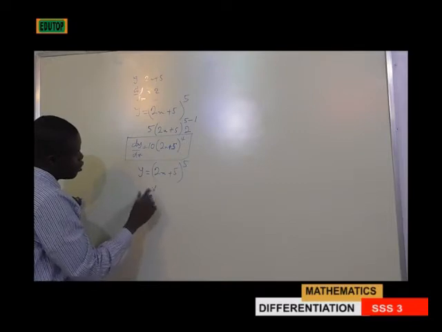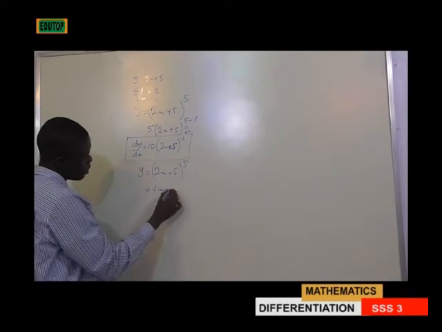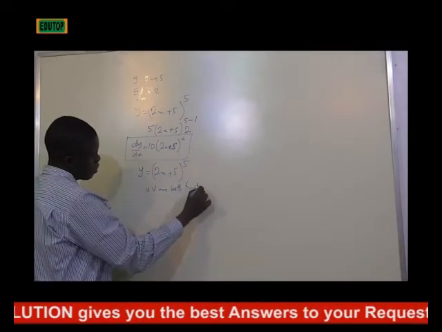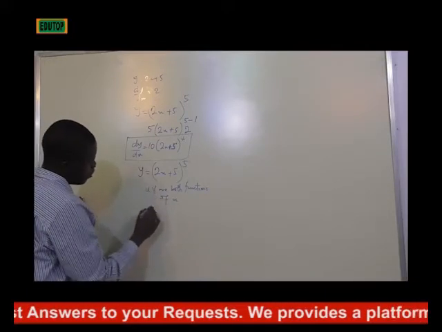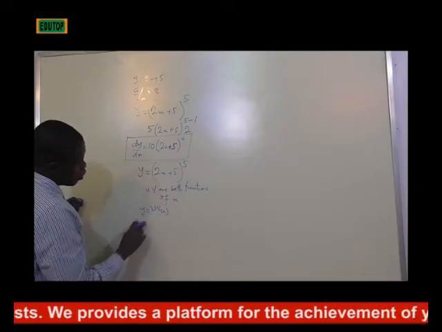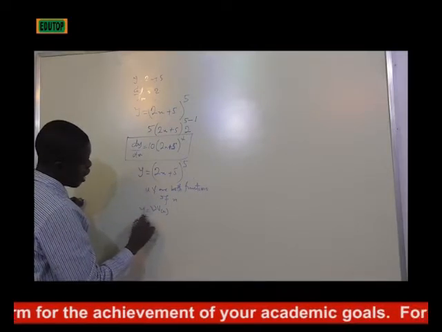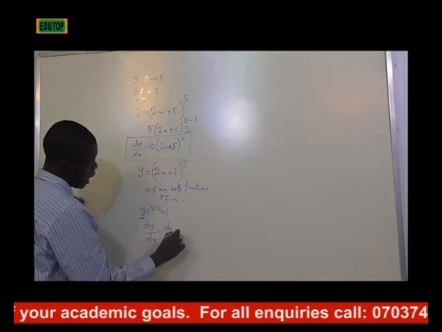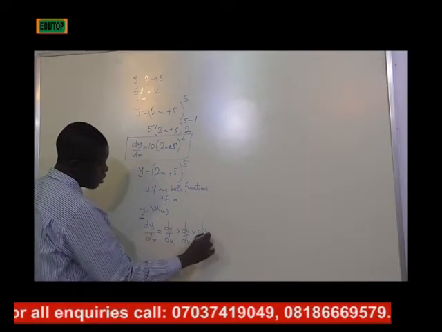y = f(u), and u is a function of x, both are functions. So what we are saying is that you have u as a function of x and you have y equals f(u). You want to differentiate this. So what you do here is to say dy/dx, because you are differentiating y with respect to x. Then that would be dy/du times du/dx.